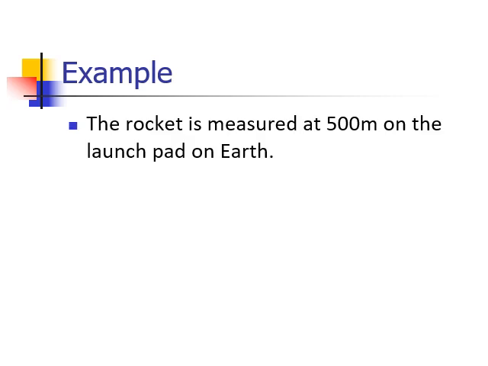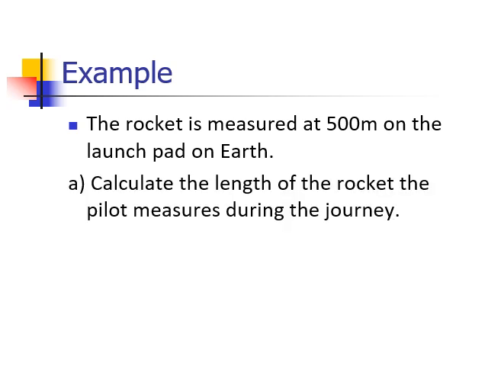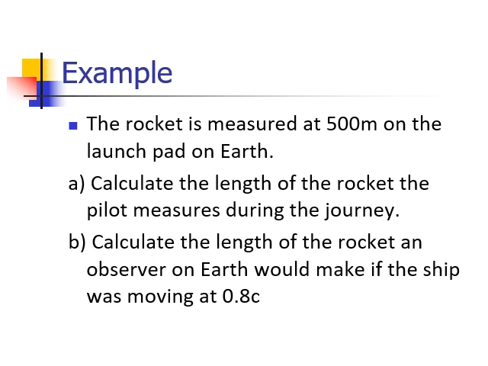A rocket is measured at 500 meters on the launch pad on the Earth. Calculate the length of the rocket the pilot measures during the journey. Calculate the length of the rocket the observer on Earth would measure if the ship was moving at 0.8 times the speed of light.